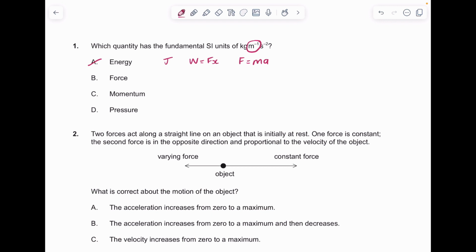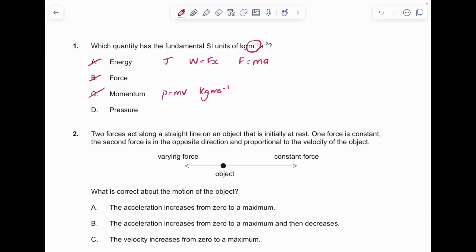B is force, so that's just F equals ma again. Again, no division by a distance unit, we're not going to get the m to the -1. Momentum is mass times velocity. So kilograms meters per second, that is not correct either.